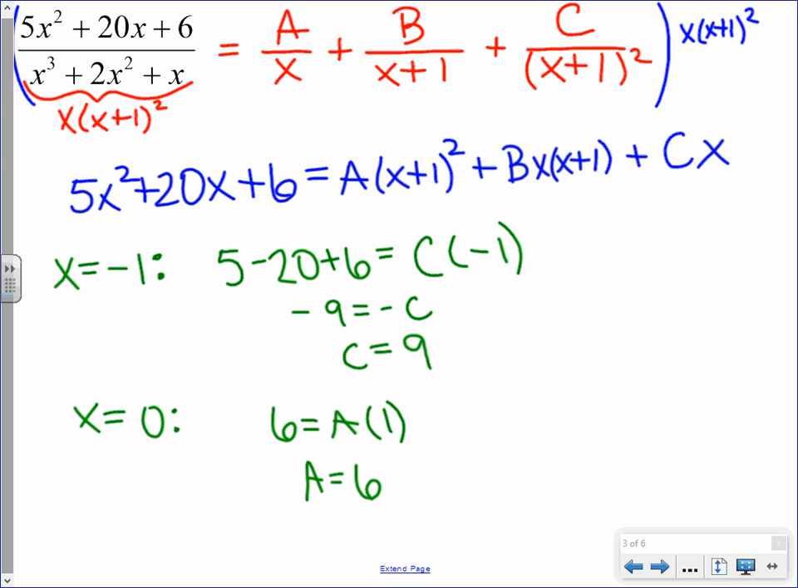We still need to find b. However, we've used all of our factors to make this appear by plugging in numbers that would make those factors 0. Okay. If this happens, we've strategically picked numbers to plug in to make factors go to 0. So we can plug in a number that doesn't make the factor go to 0 as long as we have all of the other variables. We have A, we have C, all we need is B. So we can just plug in a nice number for X. What would a nice number be? 1 would be a nice number.